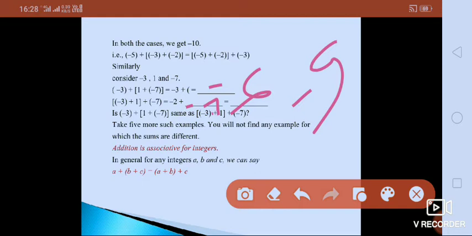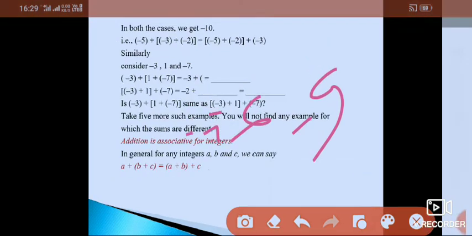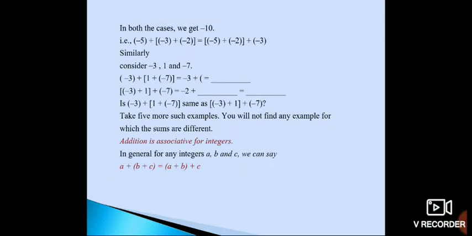Take 5 more examples, and we will not find any example for which the sums are different. Addition is associative for integers. In general, for any integers a, b and c, we can say that a plus the bracket of b plus c is equal to the bracket of a plus b, complete, plus c.